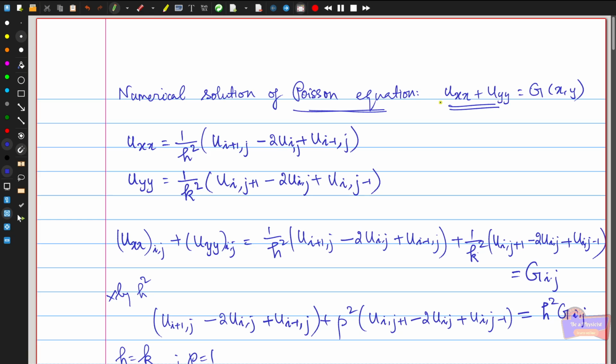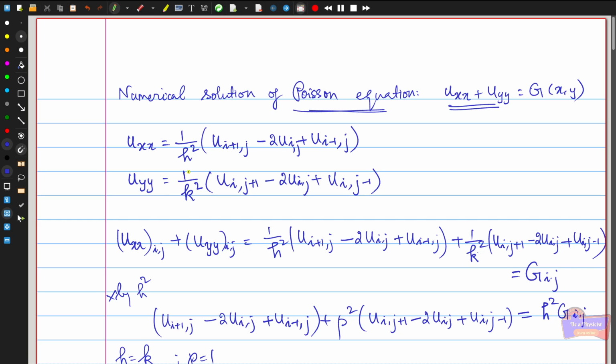We already know that Poisson's equation is uxx plus uyy equal to some function g of x, y. In order to solve this Poisson's equation, we can use the finite difference method as we used in the previous video for the Laplace equation. We already derived the central difference approximation for the second order derivative: uxx is equal to 1 divided by h squared times u of i plus 1 comma j minus 2 u of i comma j plus u of i minus 1 comma j. This is for uxx.